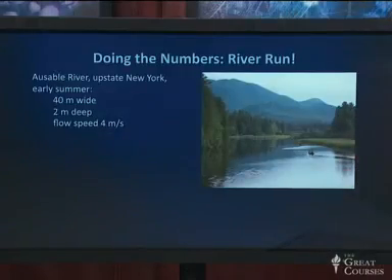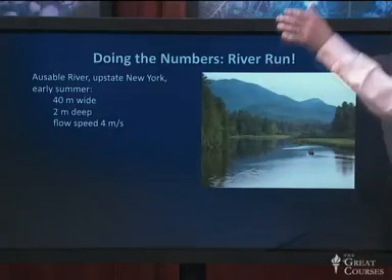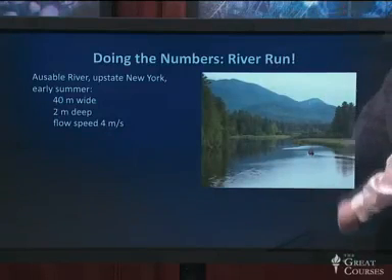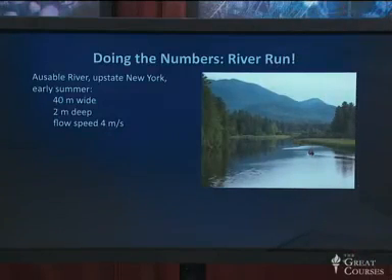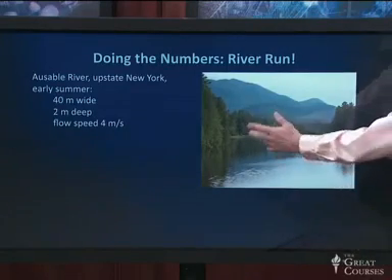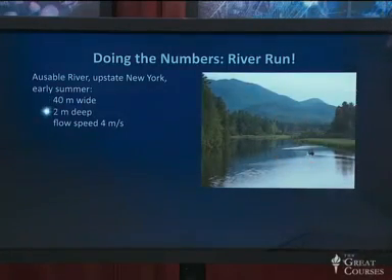Here's a beautiful river in upstate New York, the Ausable River. Lovely river, flows through the mountains, the Adirondack Mountains, and eventually down into Lake Champlain, the northern part of Lake Champlain. And it's a beautiful canoe stream. Early in the summer, it's typically 40 meters wide, about 2 meters deep. Of course, rivers vary, and it's flowing at about 4 meters per second.